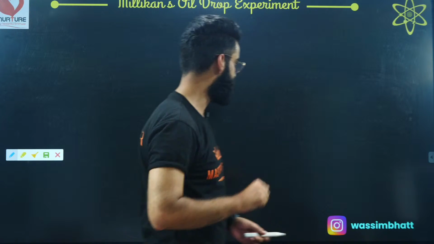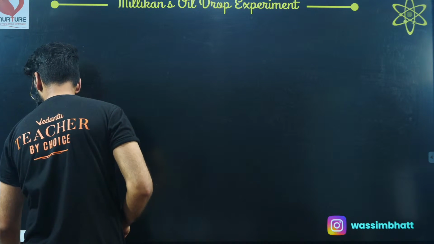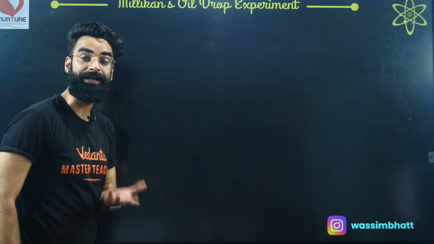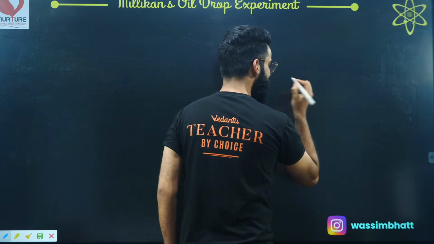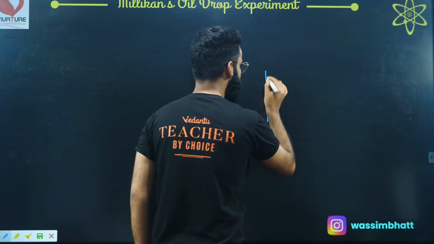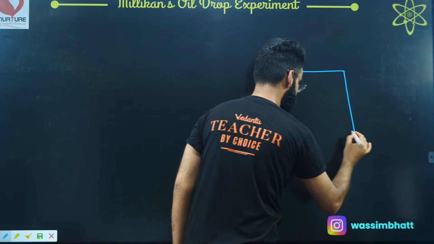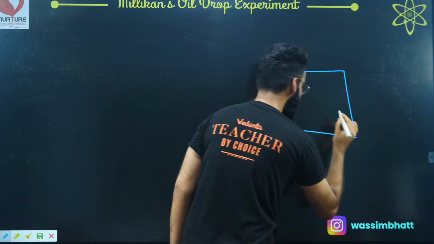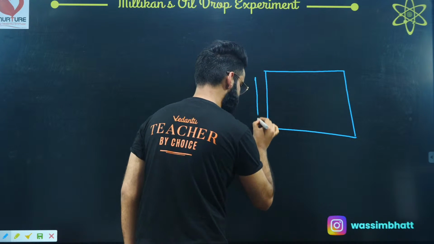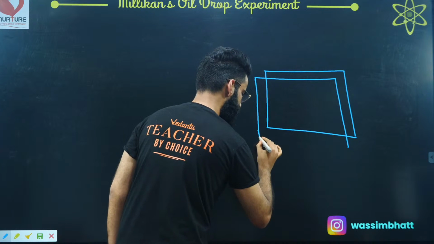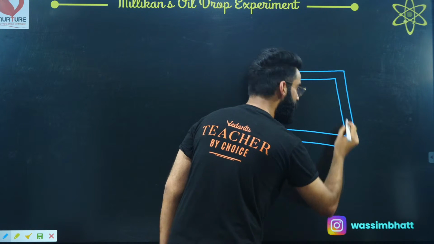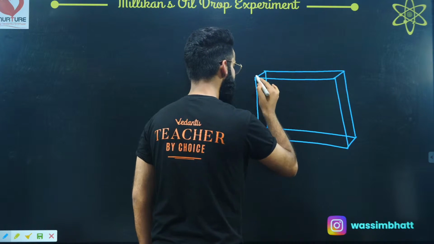So let's get started with the Millikan oil drop experiment, by means of which he calculated the actual charge present on an electron, right? So people, what I'm doing over here is taking a cubical apparatus. I'm making a cube first of all. Properly understand. This is the cube which I made, right?